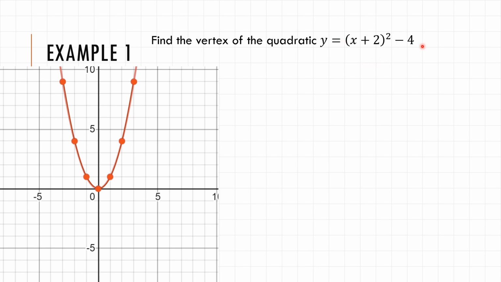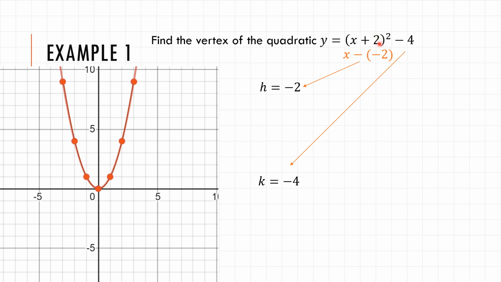And in this example, the value h is negative 2, and the value k is negative 4. How did I get negative 2? Doesn't it say x plus 2? Yes, but remember this is x minus h. And the way we would have reached plus 2 is we would have done x minus a negative 2, and that would have simplified to positive.